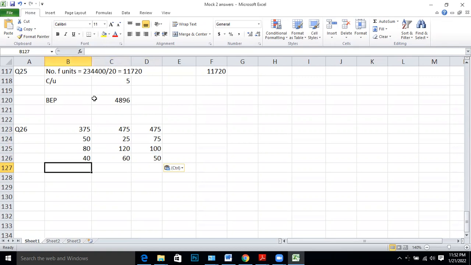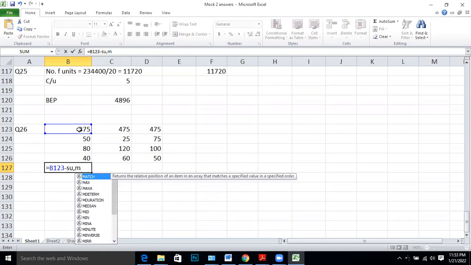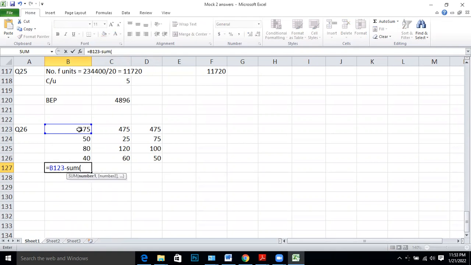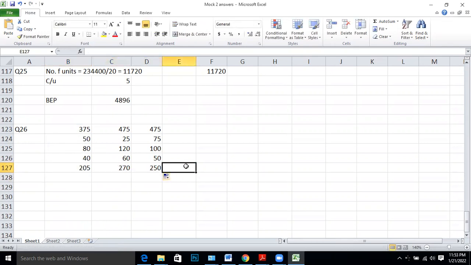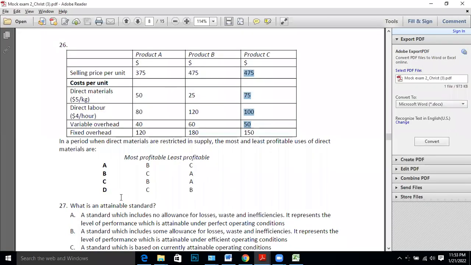So contribution per unit will be selling price minus the sum of all these variable costs. That's the contribution per unit. Let's use the limiting factor usage per unit. The limiting factor is material. You don't necessarily have to find the kilogram. You can just go ahead with this itself.